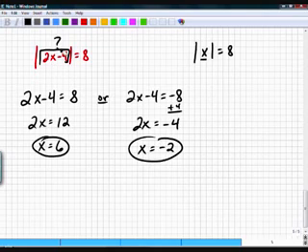And actually, the last step I said on your notes, I said to check it. So watch what we're going to do now. I want you to come right below that. The absolute value of 2x minus 4. What do we think x is here? 6. So therefore, take the x out and put in a 6. So you have 2 times 6 minus 4. What is 2 times 6 minus 4? 8.